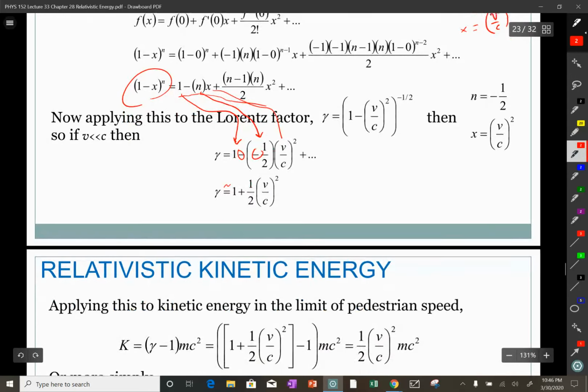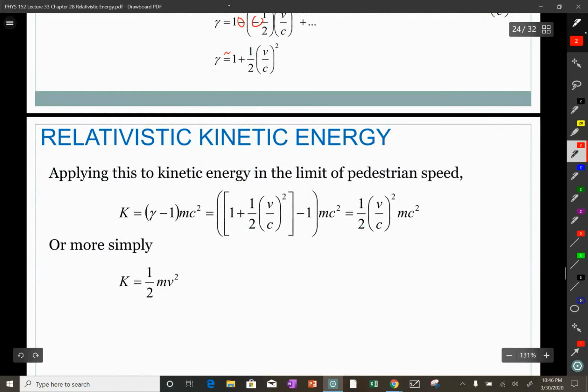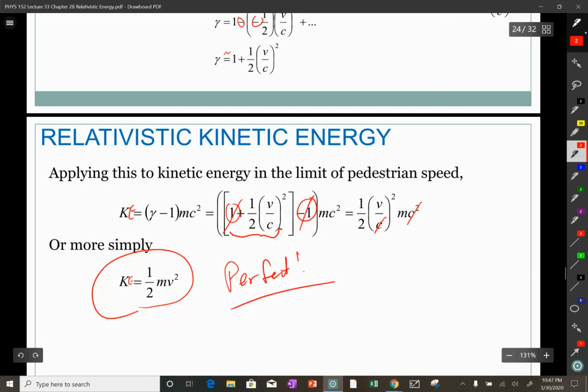Now, if I plug that into my kinetic energy equation, gamma minus 1 is going to be, here's my approximation, subtract 1, those subtract out. And so I have 1/2 v over c quantity squared times mc squared, cancel our c squareds, and I have 1/2 mv squared. So perfect. My relativistic kinetic energy matches my classical kinetic energy if I have speeds that are of classical speed.